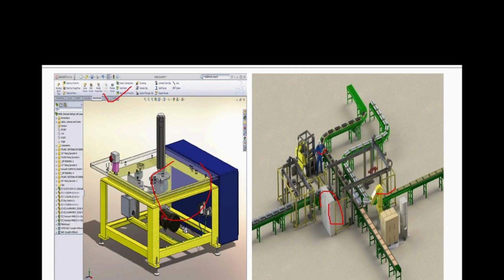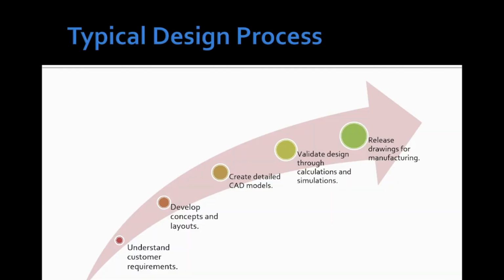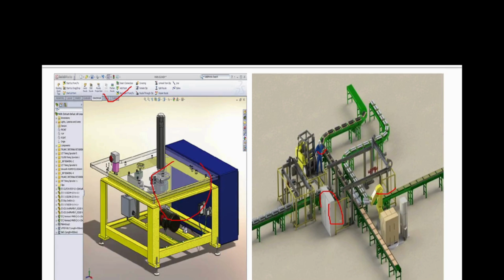But how does a mechanical design engineer come to this stage of designing? This happens with the help of the design process. First of all, the design engineer understands the customer's requirement. What the customer requires from the machine is discussed. For example, here the requirement of the customer is transferring the parts from one place to another place.